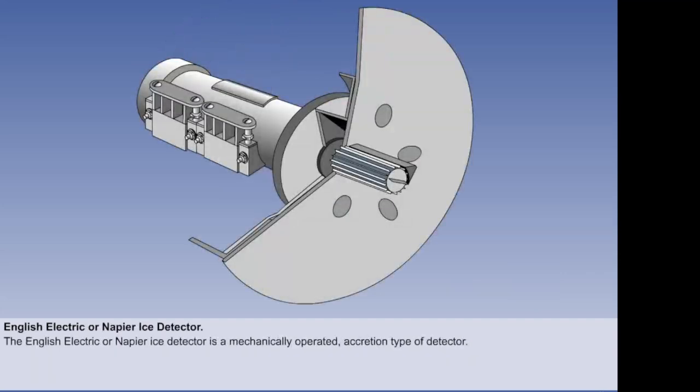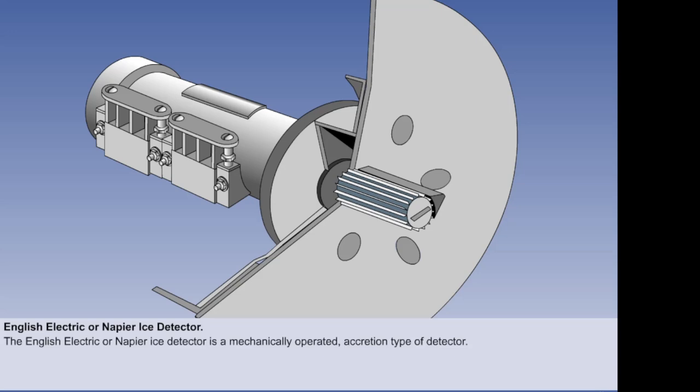The English Electric or Napier ice detector is a mechanically operated accretion type of detector. In this detector, a serrated rotor shaft is continuously driven by an electric motor. The shaft rotates adjacent to a fixed knife edge cutter, with a clearance between them of less than 0.02 of an inch. The unit is mounted on flexible mountings on the side of the aircraft fuselage, with the rotor shaft protruding into the airflow, with its axis at right angles to the airflow. The cutter is in the lee of the shaft.